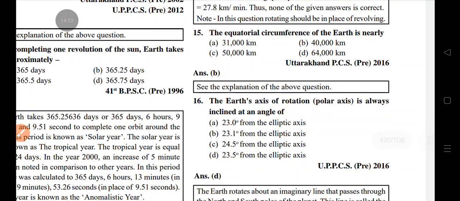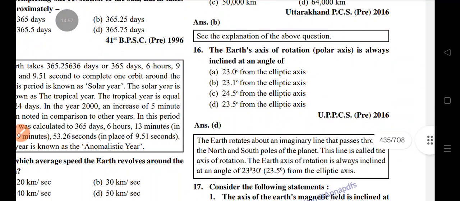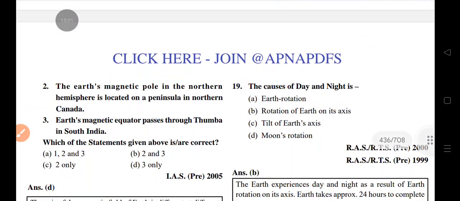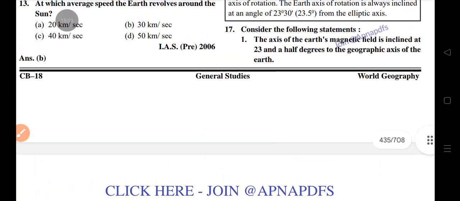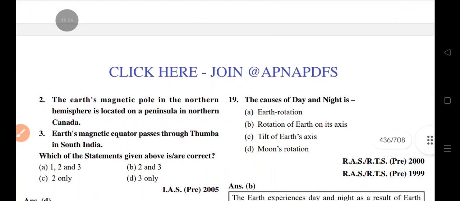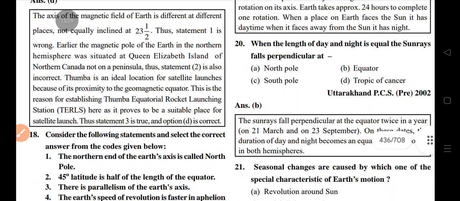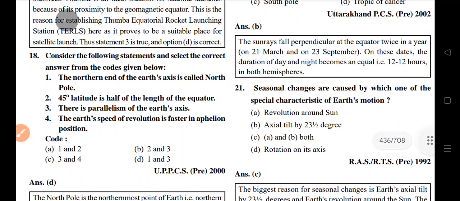Earth's axis of rotation is always inclined at an angle of 23.5 degrees. Earth's magnetic equator passes through Thumba in South India. The northern end of the Earth's axis is called the North Pole. There is parallelism of Earth's axis.